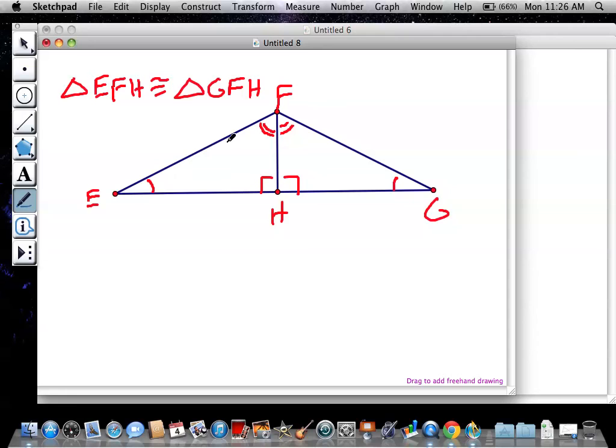I could also label the sides. So EF should be congruent to FG. EH should be congruent to HG. And then since they share this side, then obviously FH is congruent to itself. Like so. Alright, so that is chapter 4, section 4, congruent triangles. If the two triangles are congruent, then their corresponding sides and their corresponding angles must be congruent as well.